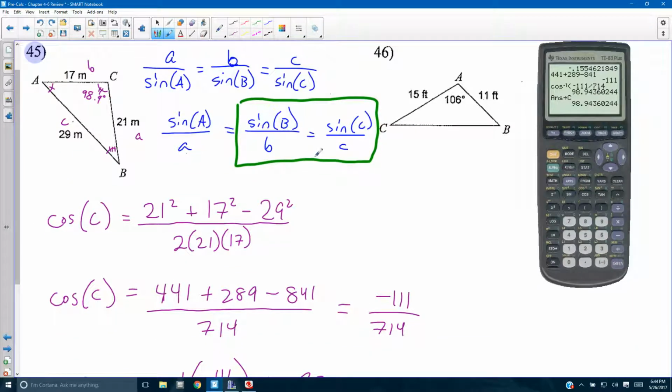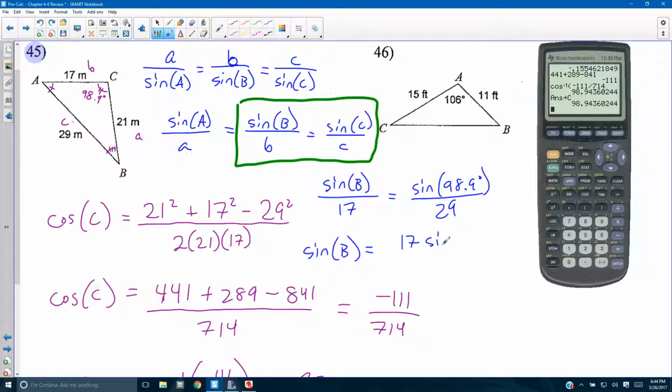Sine of B over side length B, which is 17, equals sine of, now this is about 98.9, I have an exact number in my calculator that I'm going to continue using, divided by side length C, which is 29. So sine of B is 17 times this mess. So B is going to be the inverse sine of this stuff here. And it's kind of crazy when you get a sine inside here. Really follow your parentheses when you do your work for a problem like this. I just said law of cosines was hardest. Now I'm not so sure.